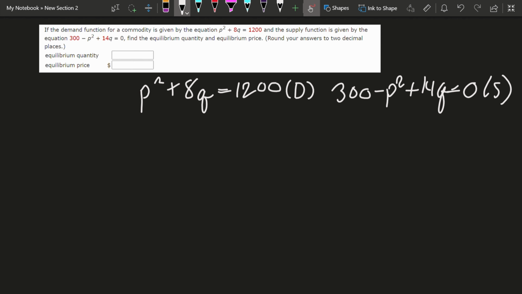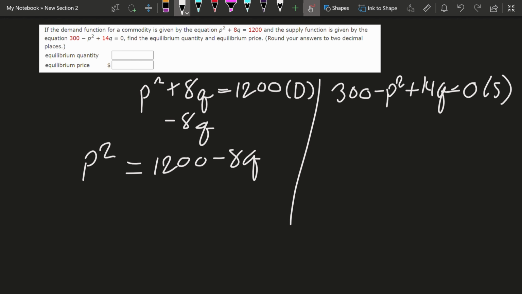First, you notice we don't have the p or the q on either side. So the first thing we have to do is get p squared on one side. For the first equation, we're going to write p squared, and then subtract the 8q over to the other side, so it will equal 1,200 minus 8q. The other side is quite a bit simpler. You just add the p squared to the other side, since the other side is 0, and it's 300 plus 14q, which is equal to p squared.